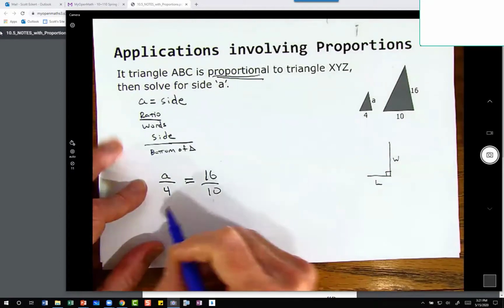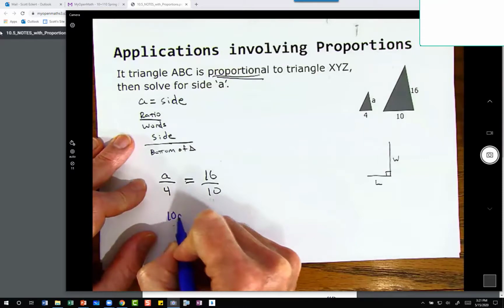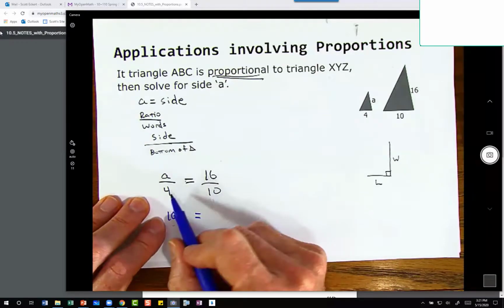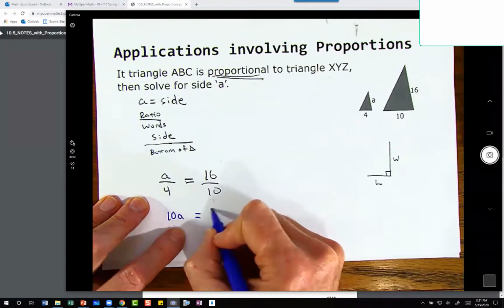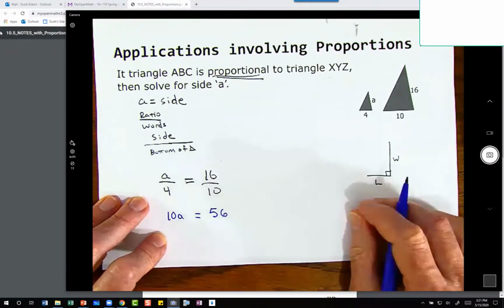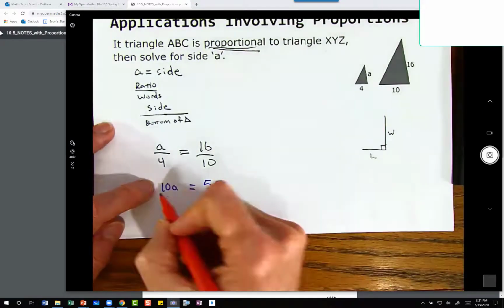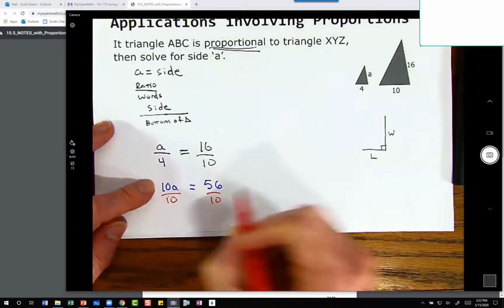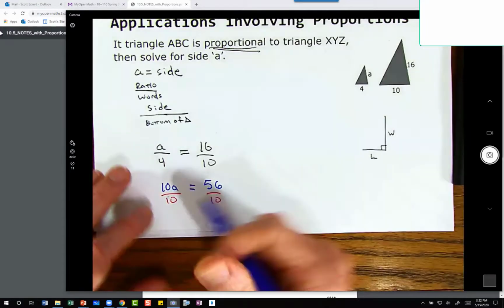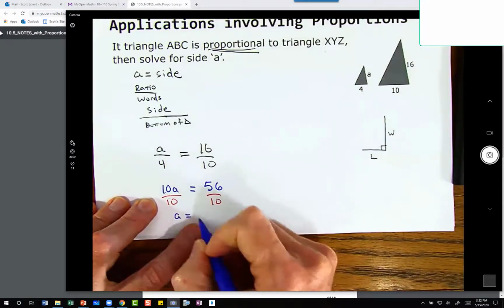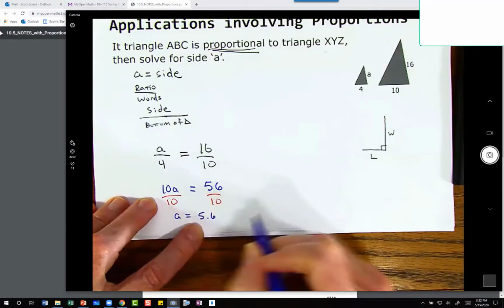8 times 10, it's 10a, equals in the middle. 4 times 16 is 56. Now we can solve for a. 56 divided by 10 is 5.6.